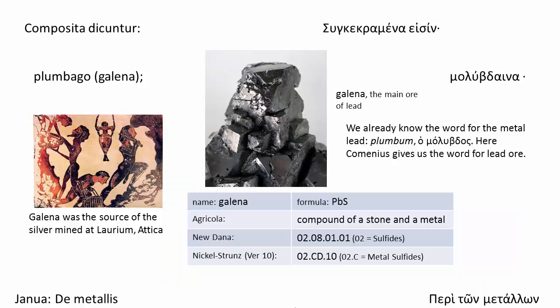Plumbago, lead ore, Pliny called it galena, as do we, is another compositum of a stone and a metal, according to Agricola. We've seen cinnabar, a mercury metal sulfide, and stibnite, an antimony metal sulfide. Galena is a lead metal sulfide.